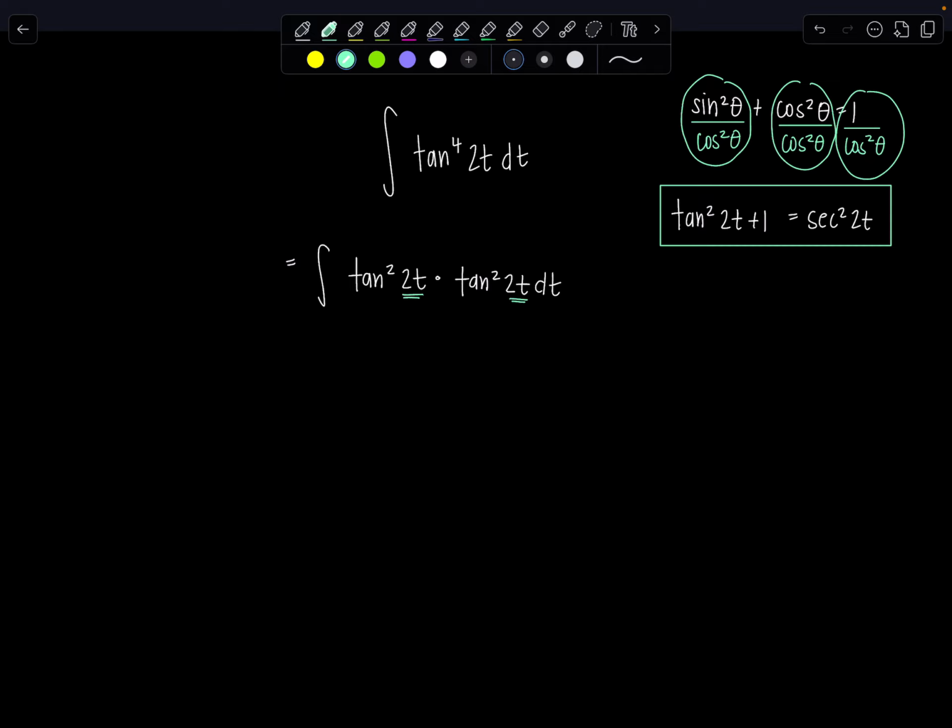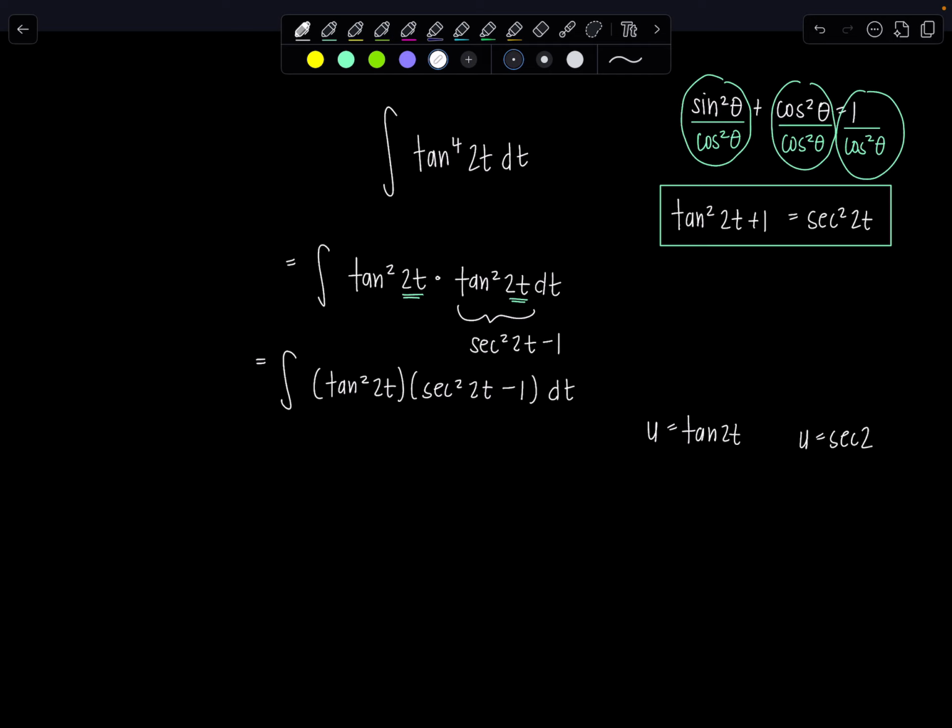Okay, why am I excited? I'm super excited. You may not hear it in my voice, but I am, because I can replace this tangent squared 2t with, that's right, secant squared 2t minus 1. So let's rewrite things: tan squared 2t times secant squared 2t minus 1 dt. Now you have a choice to make. Are we going to let u equal tangent 2t, or are we going to let u equal secant 2t?